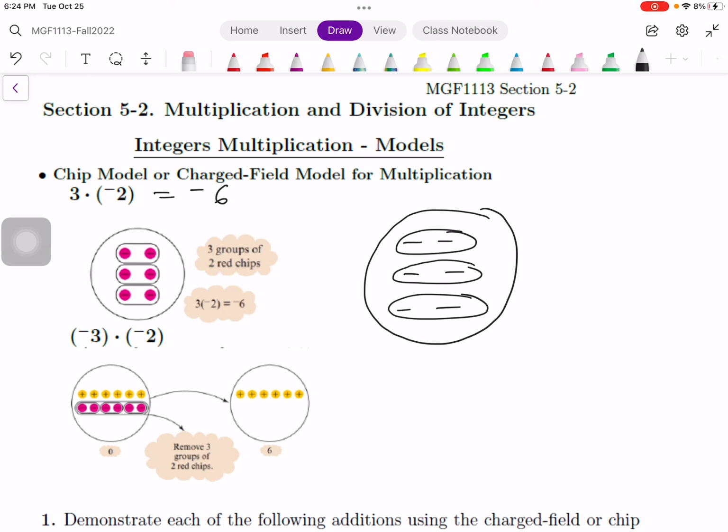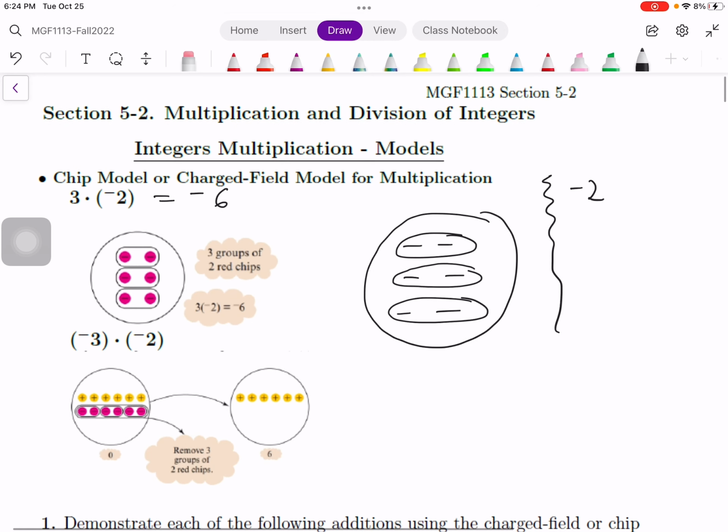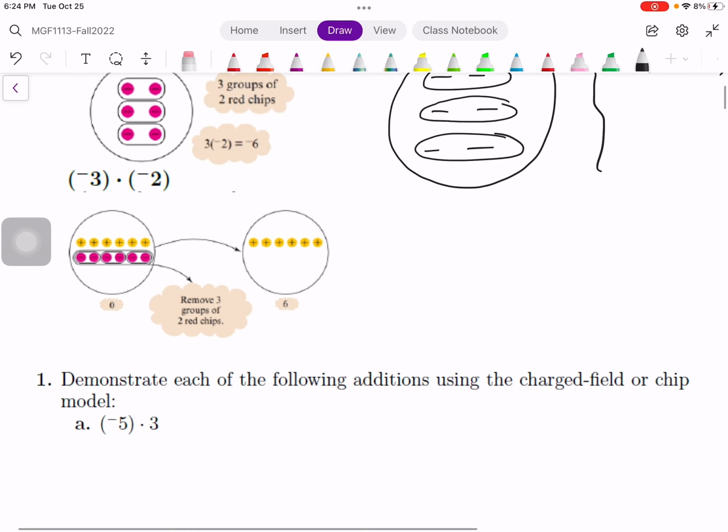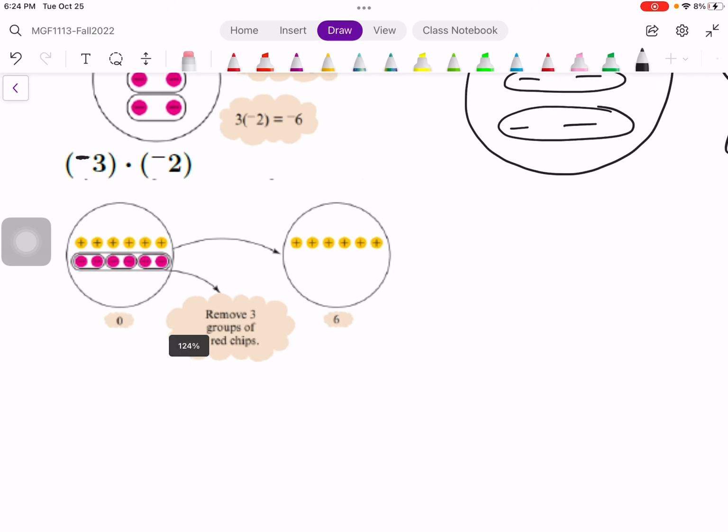But what if both numbers are negative? By the way, if I switch the order, since multiplication is commutative, it's the same as 3 times -2 and you proceed the same way. But what if both numbers are negative? How do we interpret that? When the first number is negative, we have to remove three groups of two red chips, or three groups of two negatives. But remove from where?